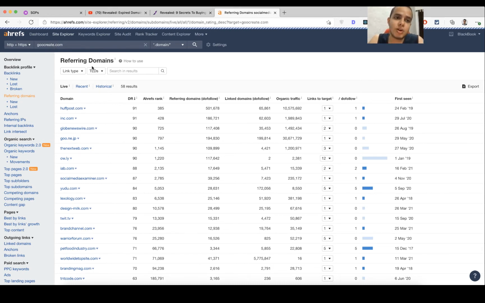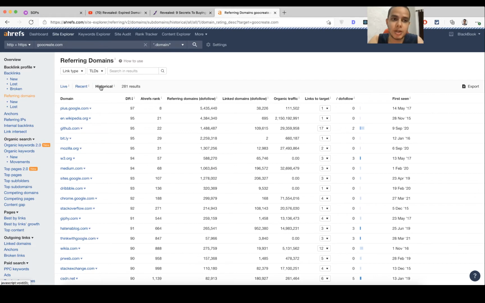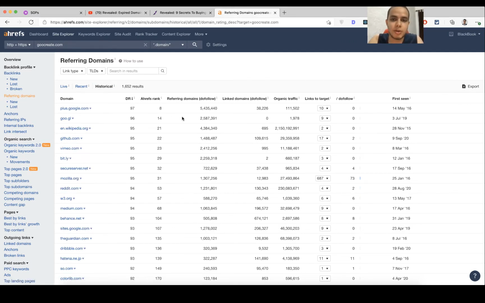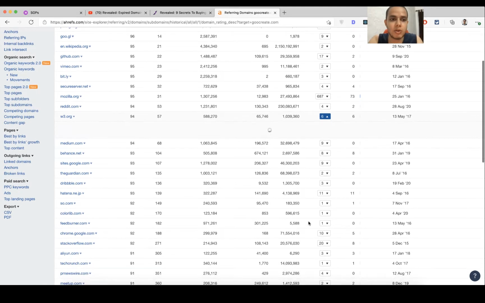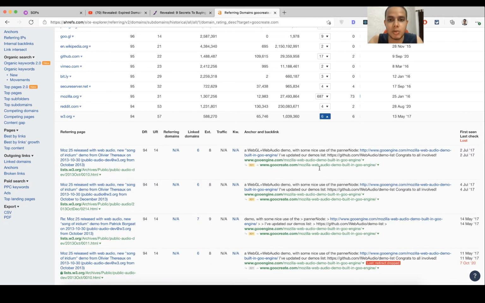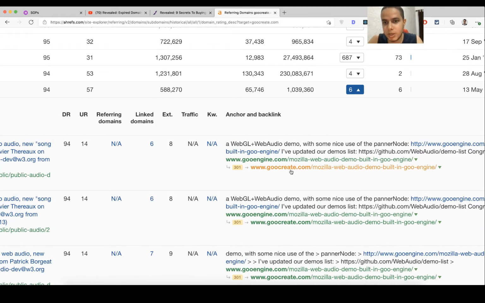The links should always be coming to your domain and not coming from some other domain. For example, if I say, let's say, where are the W3 links coming from or the Guardian links coming from, you'll see that all these links were coming to another domain which was not the domain which I bought. It was goengine.com and not gocreate.com. It was a 301 redirect.